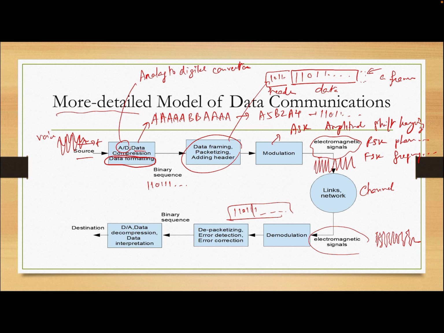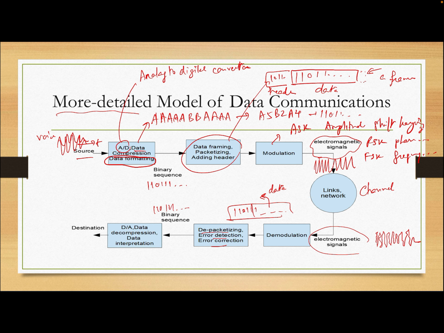Then you depacketize. Depacketizing means you take only the data out, and you throw away the header. You read the information in the header and you use it and then throw it away. So you can take the data out, and then you do the error detection and correction. Detect if there are any errors and correct them if there are some. So these are two techniques to make sure that it's reliable communications. Then you get the binary sequence here. Hopefully that is the same.